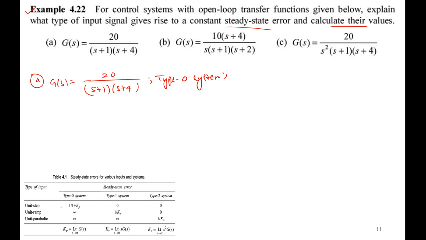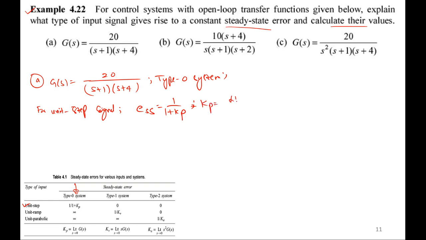And for type 0 system, for unit step input, you can observe here, for type 0 system, observe this column here. For type 0 system, for unit step input, you are getting the steady state error as, I'll write here one by one. For unit step signal, the steady state error is ESS, and it is equal to 1 divided by 1 plus Kp, for type 0 system, right? Okay. What is Kp? Find out that Kp.